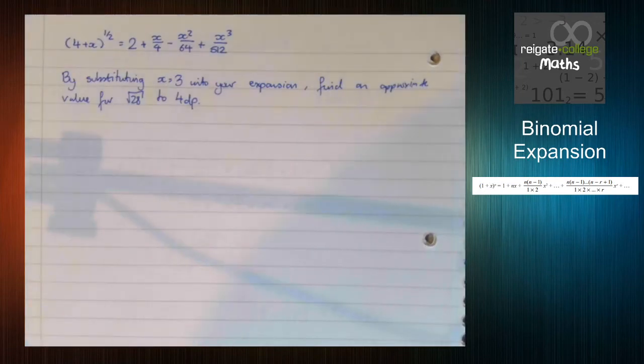So just before we finish this video, we're going to extend this example a little bit. Now this next part is very similar to some of the extension ideas you had in the first year, but they tend to be a little bit more tricky. So we can see here that we've been asked to use x equals 3. Remember, that is valid for this expansion. The expansion is valid for x between minus 4 and 4. To find an approximate value for root 28.